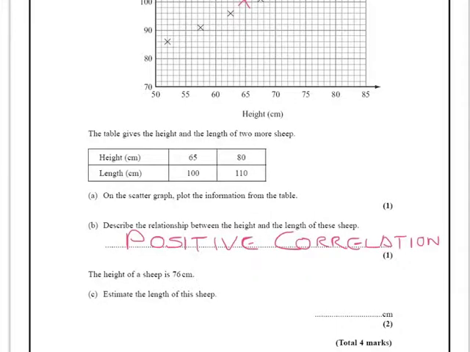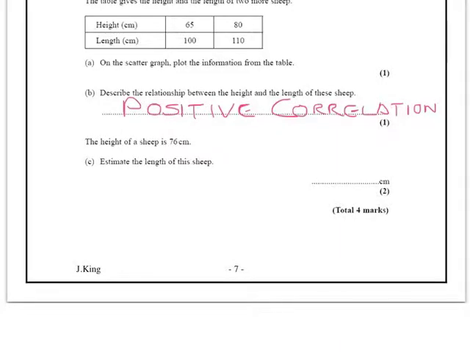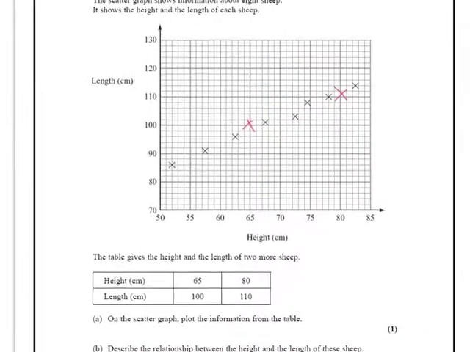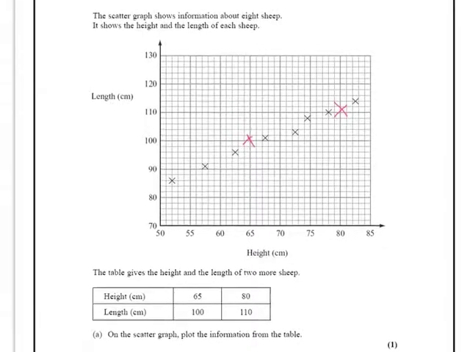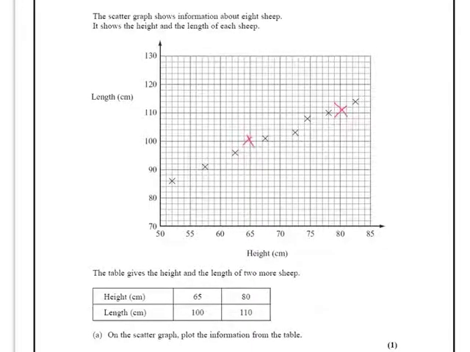Now the last part of this question: the height of a sheep is 76 centimeters. Estimate the length. Well, we use the scatter diagram to do this, but it's really important we do one thing before we try and do the prediction. We've got to draw in the line of best fit. So many people forget to do that. The line of best fit is just a line that goes through as many of the points as possible. It doesn't have to go through any particular points. It doesn't have to have a particular number of points above or below the line, and it certainly doesn't have to go through the origin, but we need to have a straight line, and this is quite difficult with this machine. We're going to have a straight line going through the points like that, preferably done with a ruler.